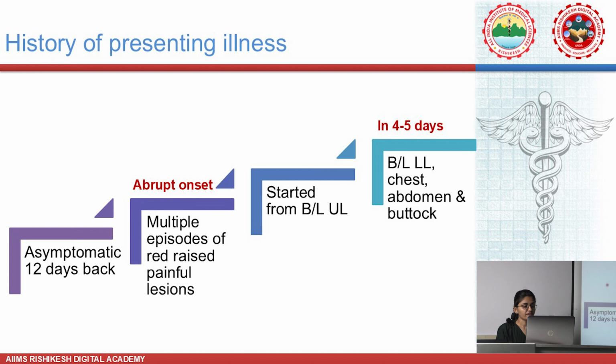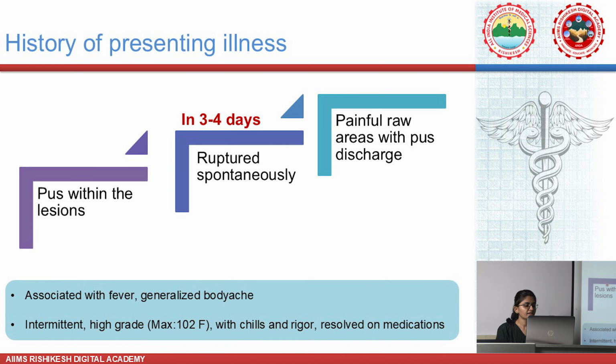The patient was apparently asymptomatic 12 days back when he started developing multiple episodes of red, raised, painful lesions that were abrupt in onset, started from the bilateral upper limb, and rapidly progressed to involve the bilateral lower limb, chest, abdomen, and back in a span of 4 to 5 days. These lesions subsequently developed pus within them that ruptured spontaneously in the next 3 to 4 days to leave behind painful raw areas with pus discharge.